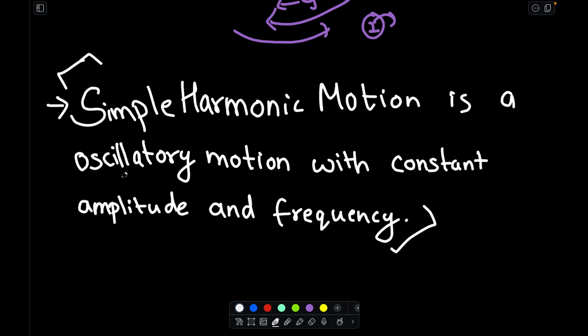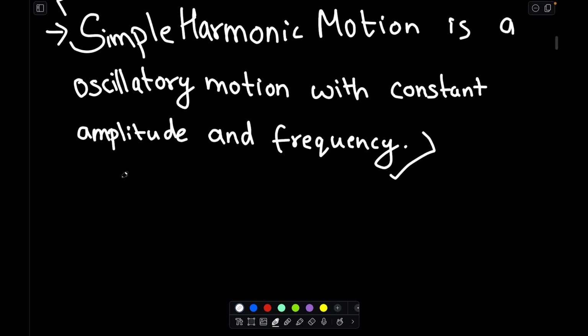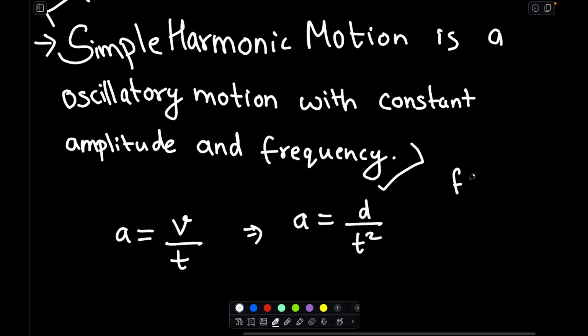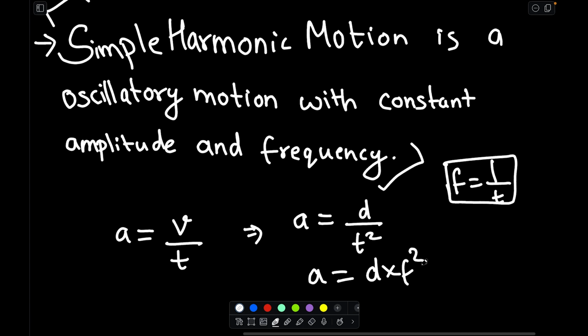One more thing before we leave. To find the acceleration, we know that acceleration is velocity by time. And we know that velocity is distance by time, so that means acceleration is going to be distance by time square. And we know that frequency is going to be 1 over t, so acceleration is distance into frequency square.